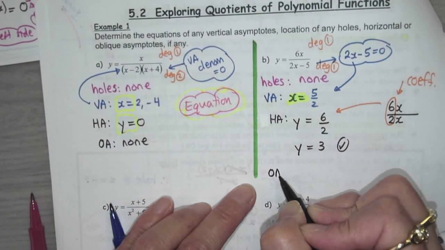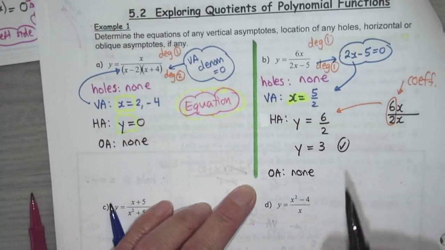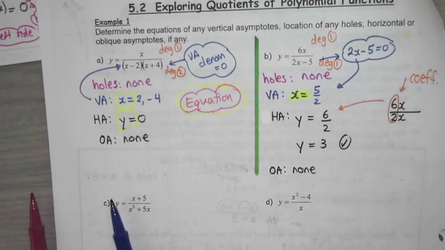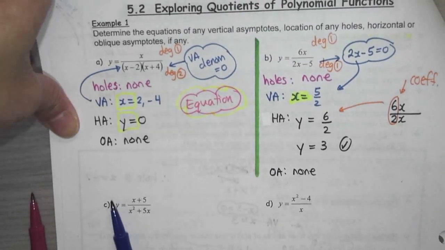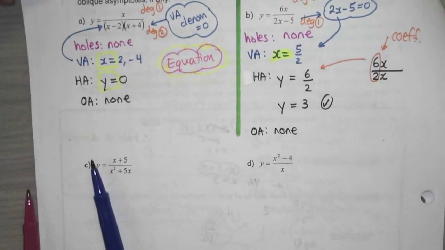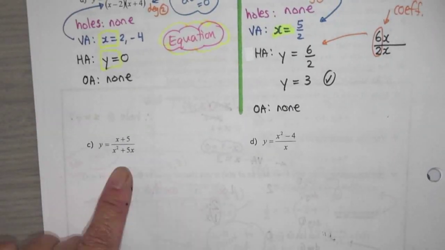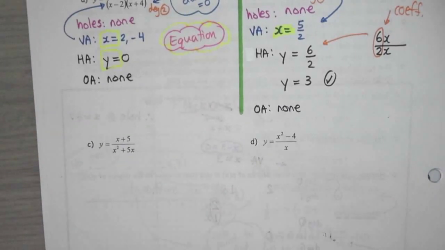Next one. Oblique, none. Okay? Questions? Stop me if I'm wrong or stop me if there's questions. Okay, next one, down here. Holes?